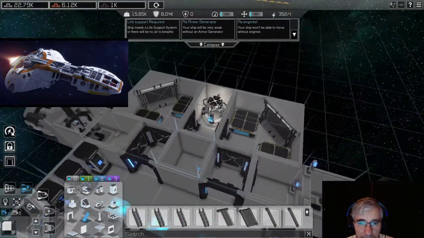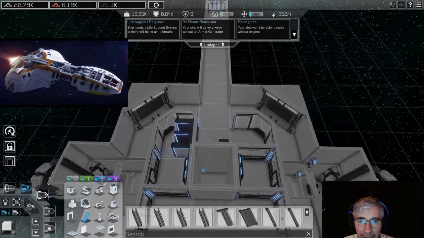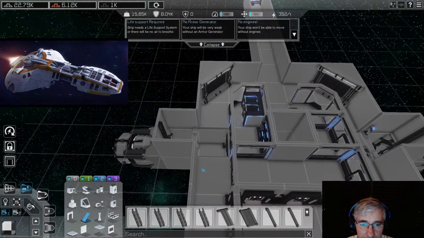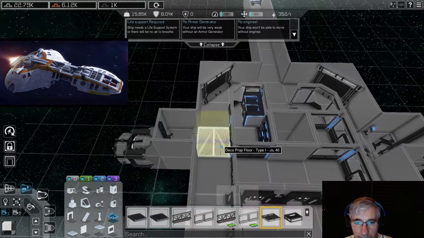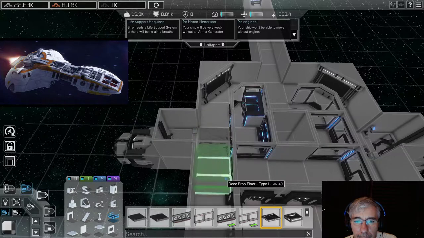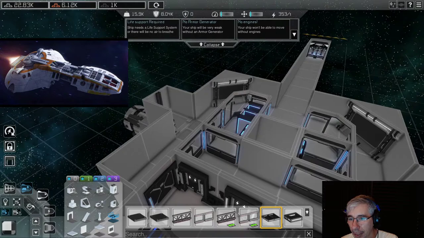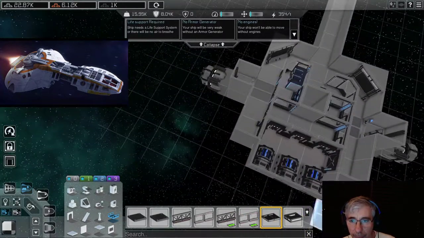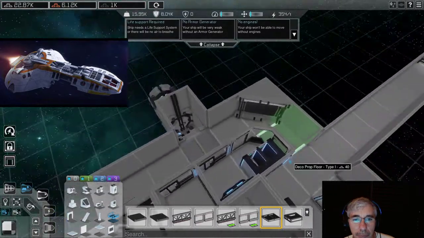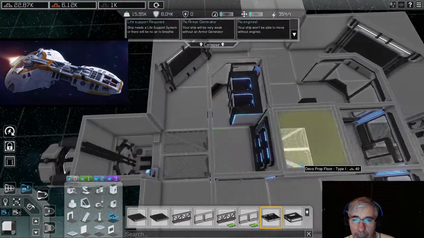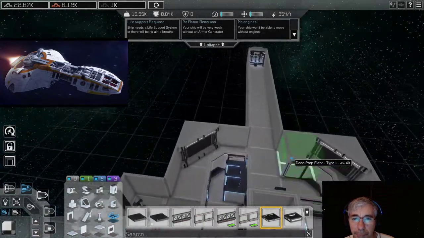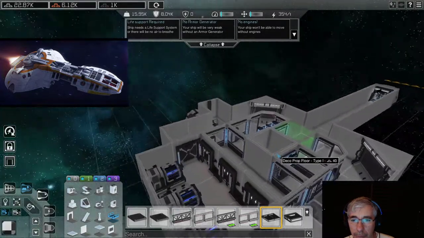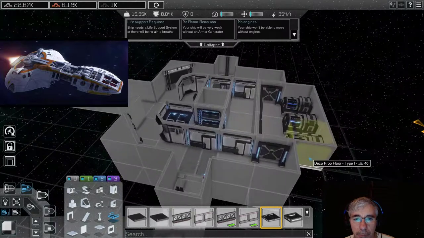Okay, so what are we missing now? Yes, then you will have all these decoration things. Here we will have these catwalks. You should place them like that. And then, yeah, we can access the turbo lift. Okay.